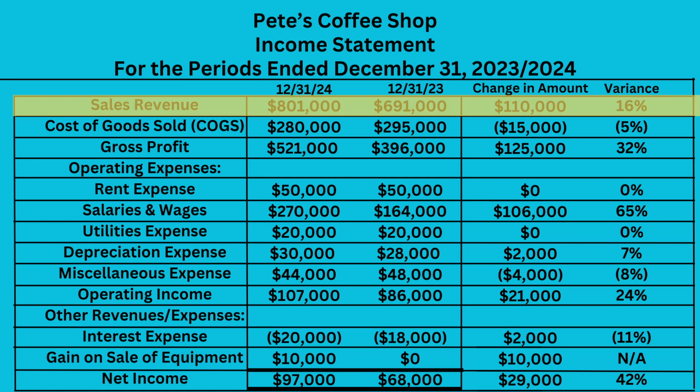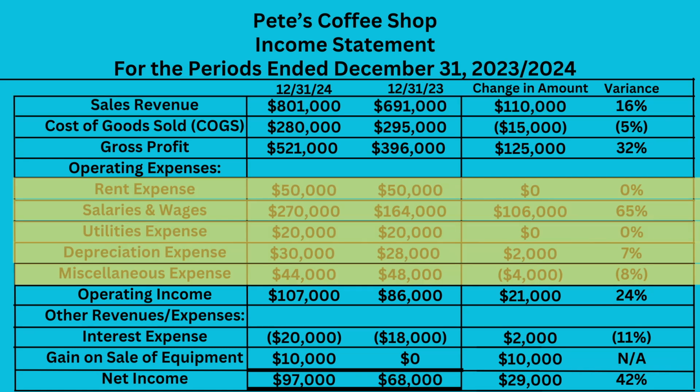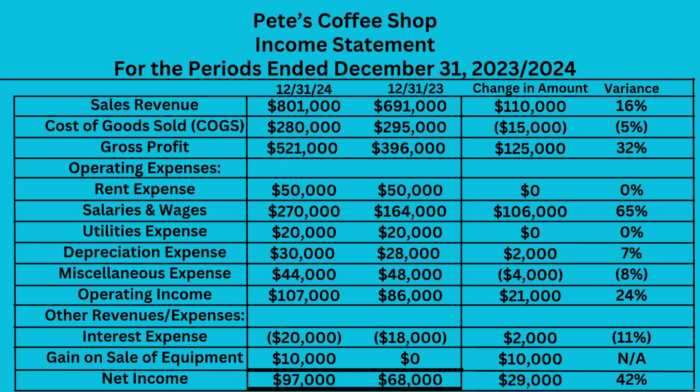Is your revenue growing consistently? Are your expenses creeping up faster than your income? Horizontal analysis helps you understand the direction your business is heading by highlighting increases, decreases, and any anomalies that might need attention. It's like reading the story of your business through its financial performance over time.